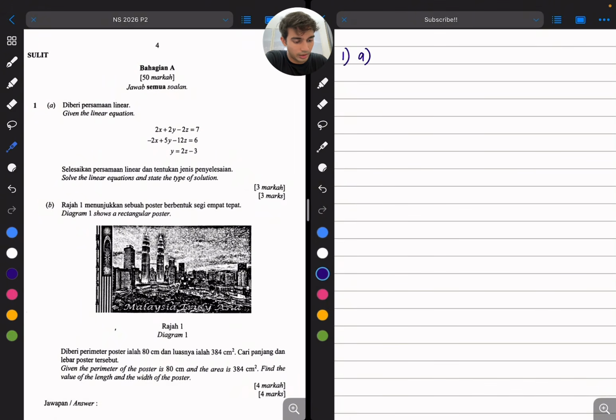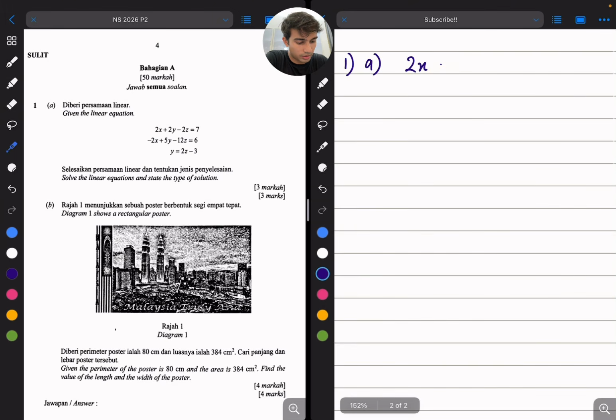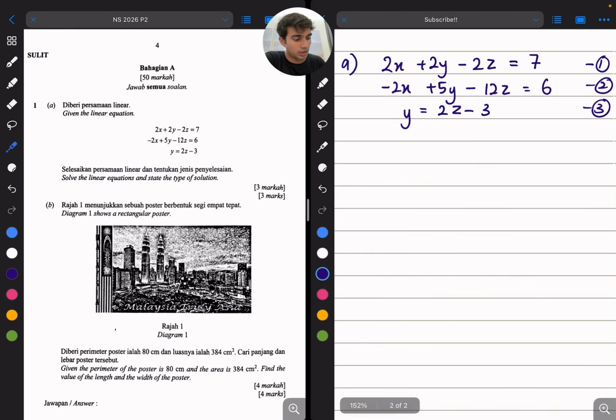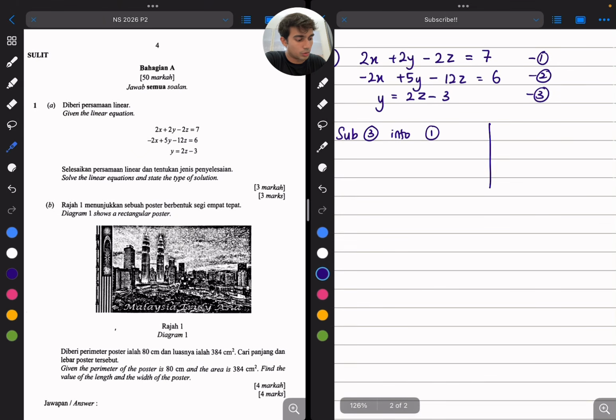Question 1a. So we have 2x plus 2y minus 2z is 7. Negative 2x plus 5y minus 12z is 6. Then y equals 2z minus 3. Conveniently, they already made y the subject. So we can substitute equation 3 into 1, then sub 3 into 2 as well, because y is already the subject.